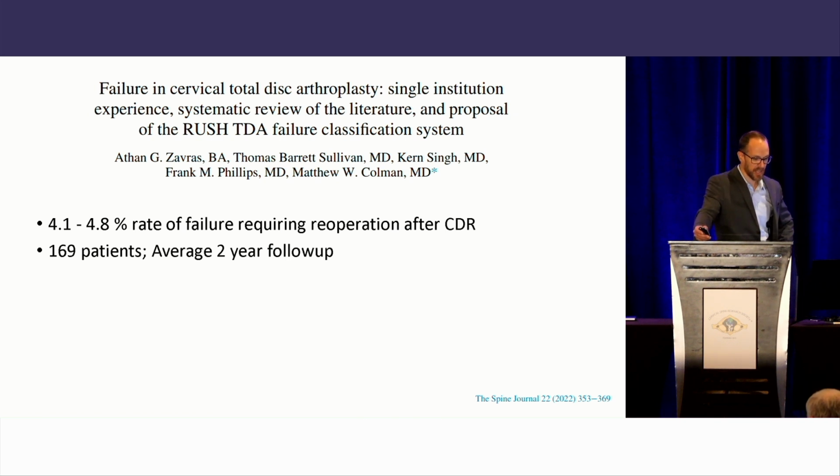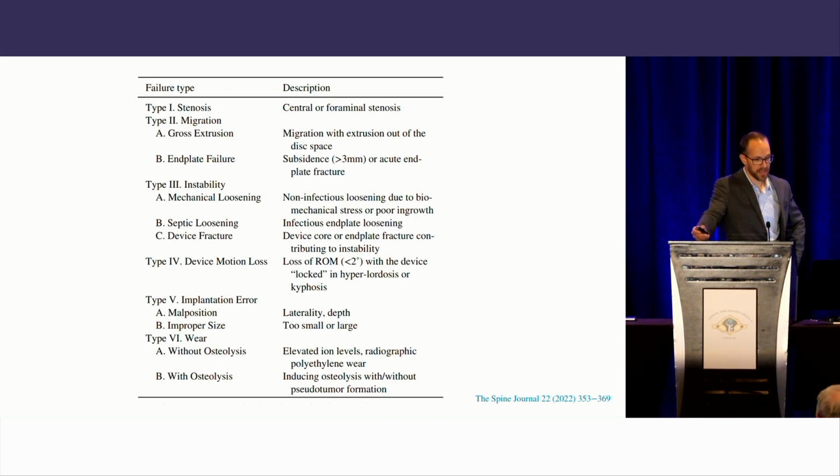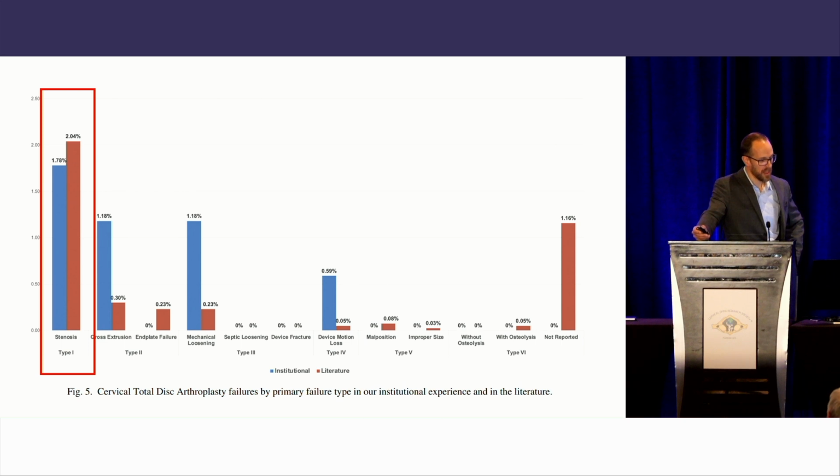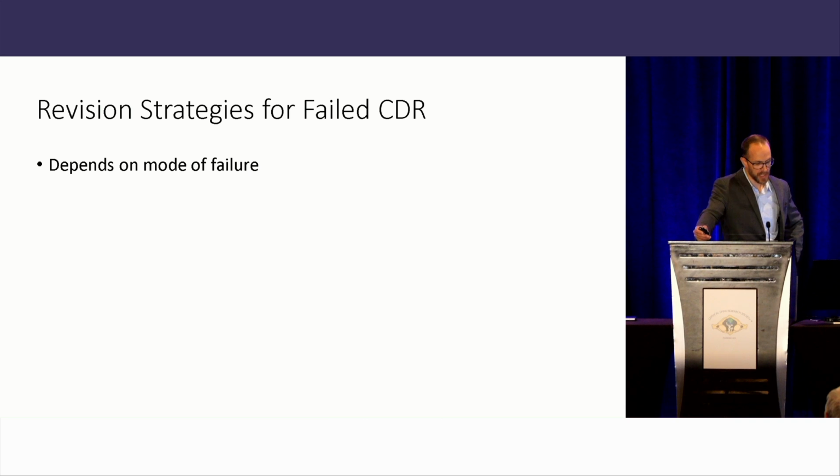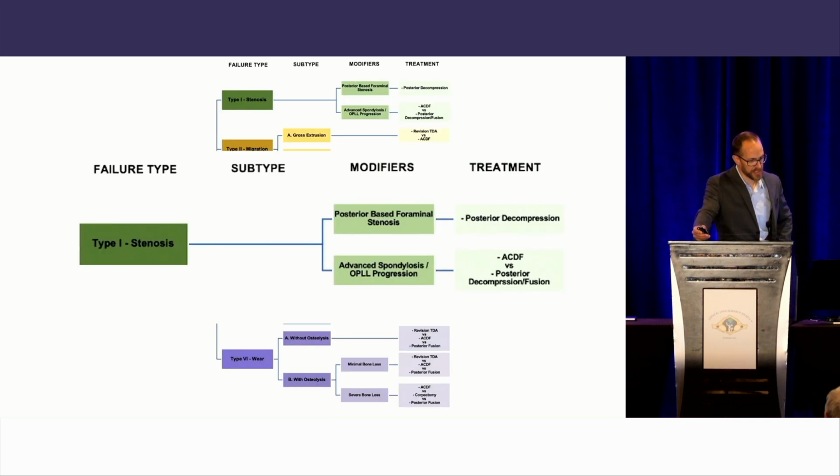This is a study out of Rush that was put out a couple of years ago. This is a really nice summary of failures after disc replacement, a 4.1 to 4.8% failure rate. They classified them into several categories. The most common is just recurrent stenosis rather than any mechanical complications. They found that the keeled implants had a higher rate of stenosis and overall problems than the non-keeled implants. So revision strategies for failed cervical disc depend on the mode of failure.